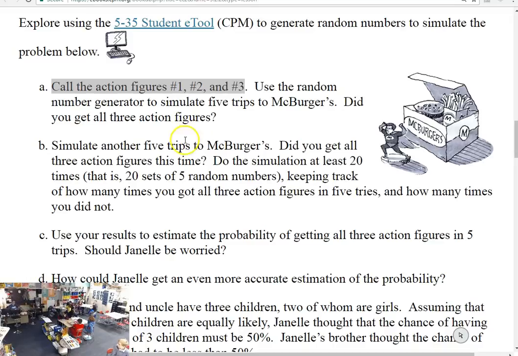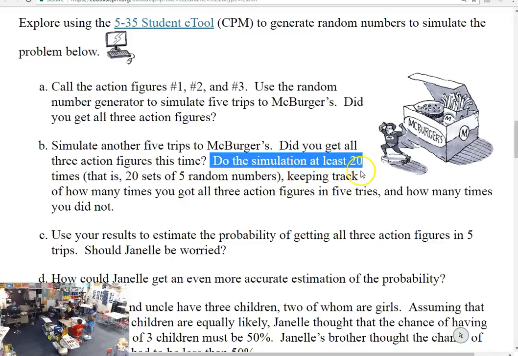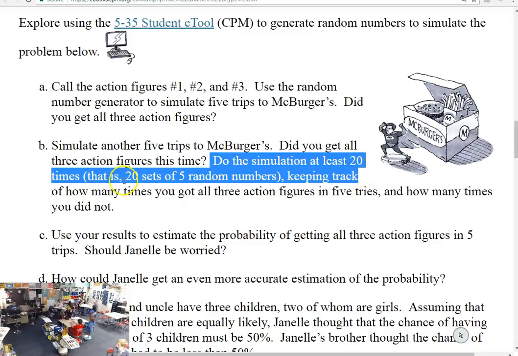So, simulate 5 trips if you guys did not follow the directions yet. See if after, then it says do it again. So, at least generate 4 sets of numbers, or they say 20 sets of 5 numbers. If you really care, you can keep hitting second entry, enter, second entry, enter.